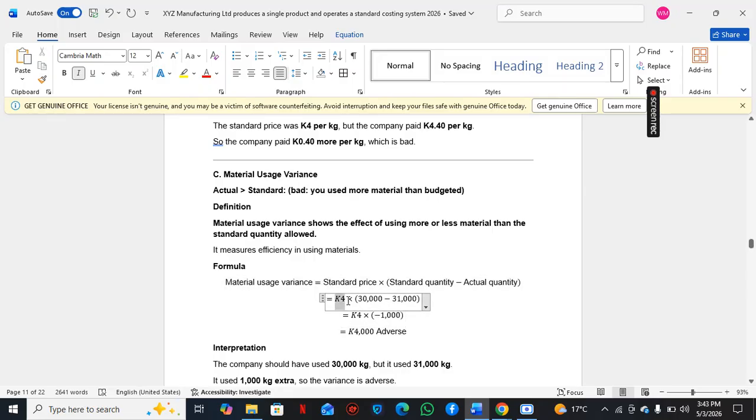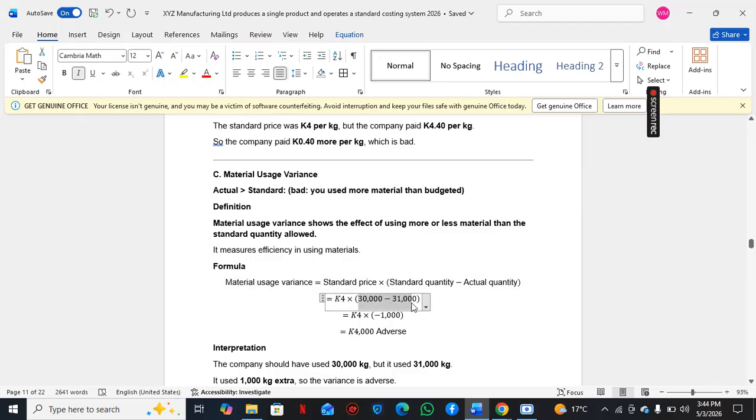We multiply it by the standard price, which is 4 kwacha per kg. The reason why we're not multiplying by the actual price is that for these efficiency variances, you want to see if you used more or less of whatever activity. So you do not want the price to distort and give you fake readings. That's why we keep the price as standard, so that we can actually see if we used more or less.